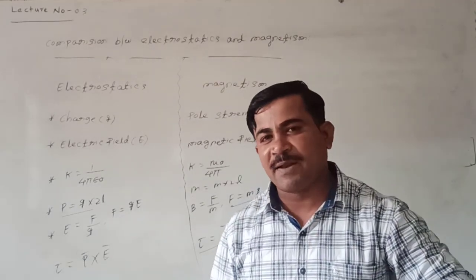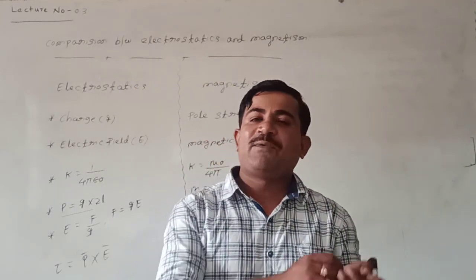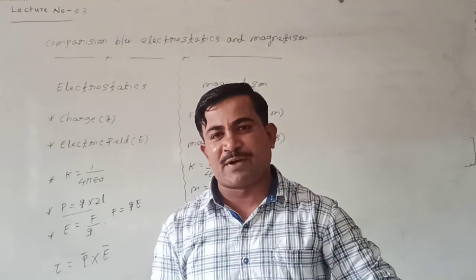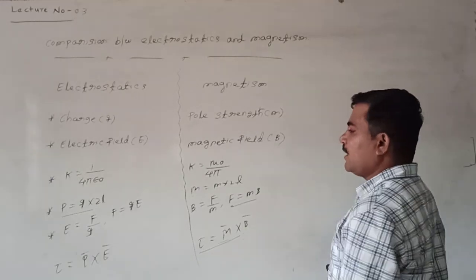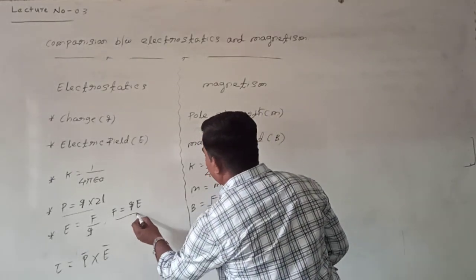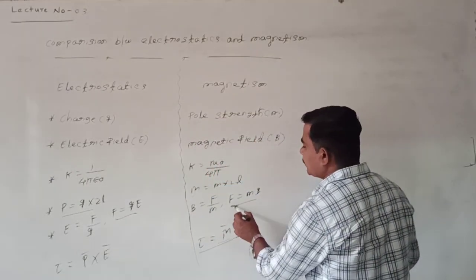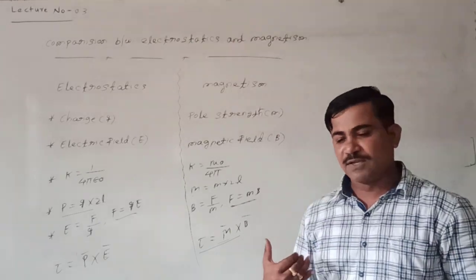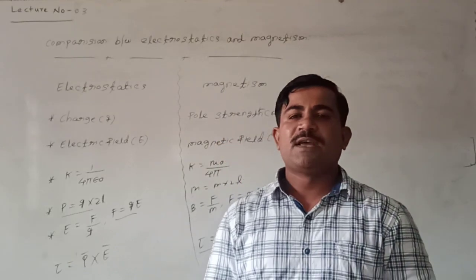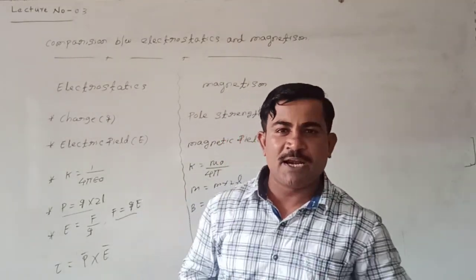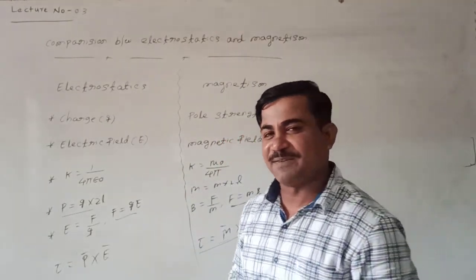When a bar magnet is placed in a uniform magnetic field, and when a magnetic needle is placed in a uniform magnetic field, that experiences torque. Before that, remember that in electrostatics, this much force is acting. In magnetism, how much force is acting? This much force is acting. Remember this. So by taking this concept, we will see how torque is experienced by a bar magnet when it is placed in a uniform magnetic field.